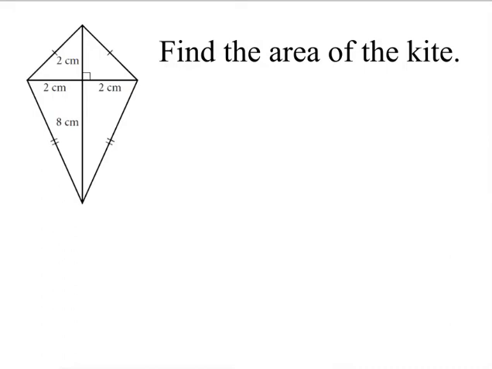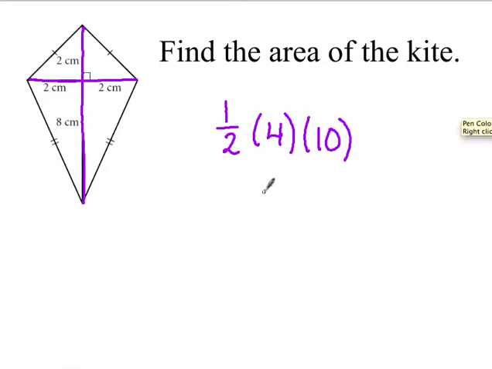So let's look at an example. Find the area of the kite. First of all, I know I've got a 1/2 in there. It doesn't matter which one is diagonal 1 or diagonal 2, just as long as you have both of them. So what would be one diagonal? 4. What would be the other diagonal? 10. For those of you wondering where those numbers came from, I have 2 plus 2, which is 4, and 2 plus 8, which is 10. So you've got 4 and 10. Real quick, what am I going to get when I multiply that all out? 20 centimeters squared.